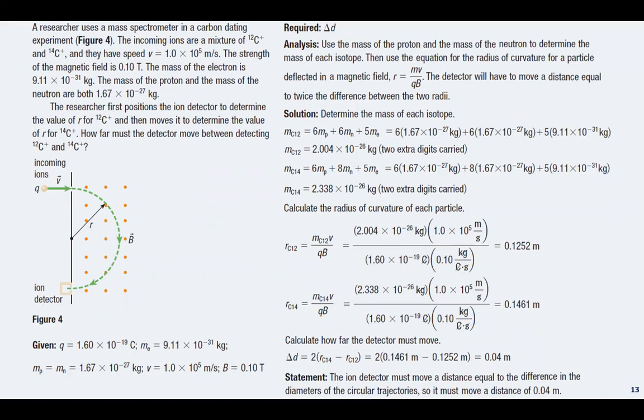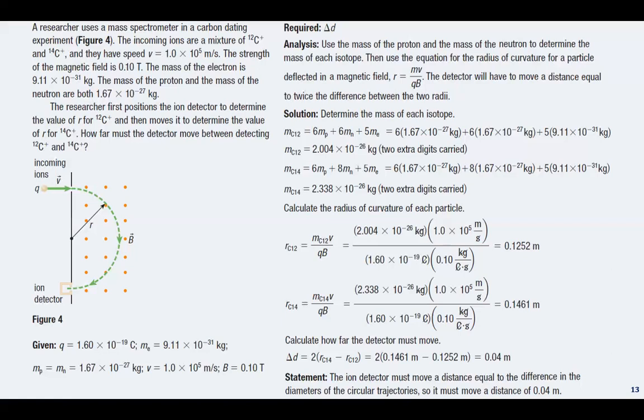The mass of carbon-12 equals 6 times the mass of a proton plus 6 times the mass of a neutron plus 5 times the mass of an electron, right? And this gives us about 2.004 times 10 to the negative 26 kilograms. Using the same method, we can find the mass of C-14 equals about 2.338 times 10 to the power of negative 26 kilograms.